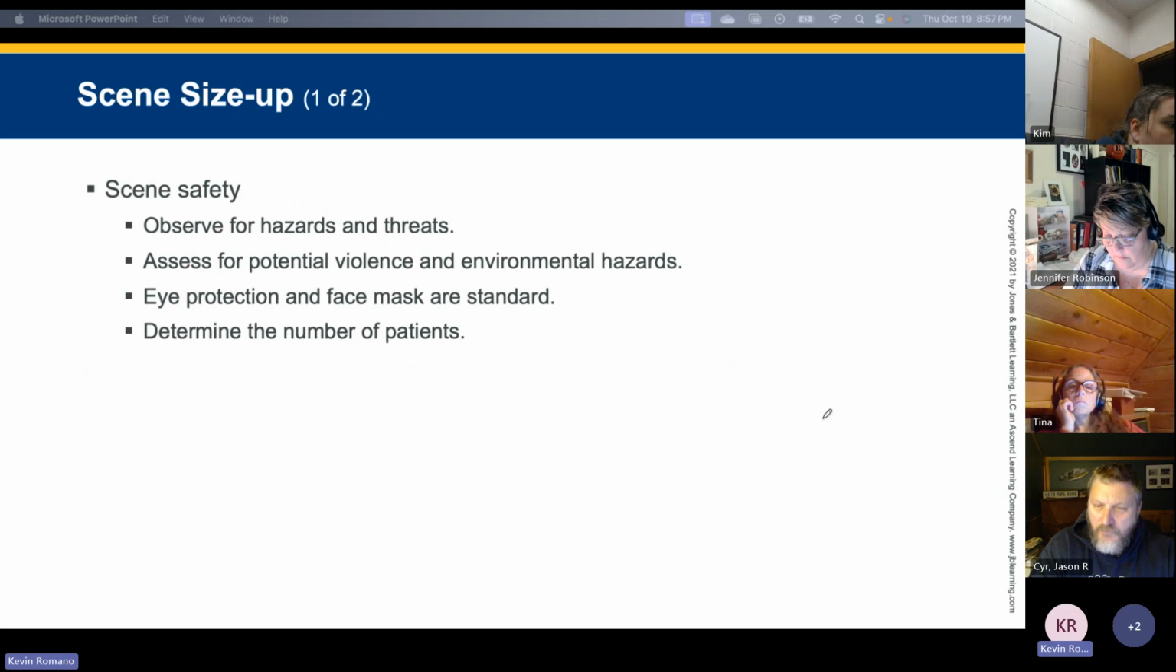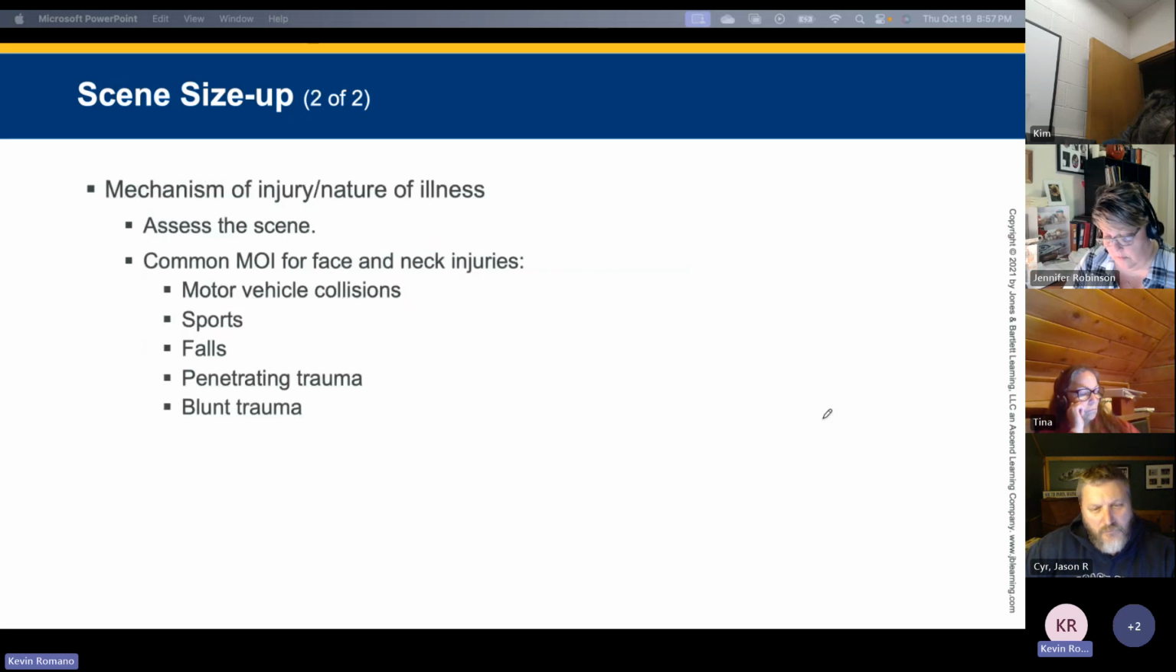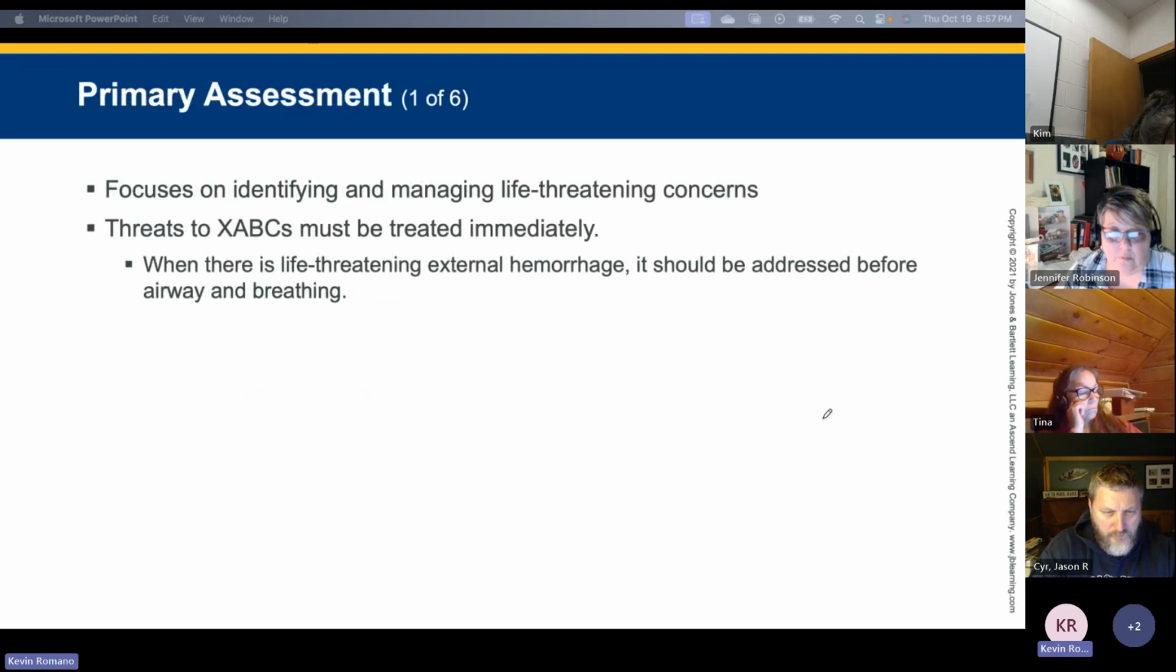So as far as patient assessment, scene size up, ABCs, standard precautions. Because of blood and potential projectile blood as well, determine the number of patients and consider the need for additional assistance. We're going to assess the scene looking for indicators of mechanism of injury. A lot of this stuff is the same, as you've noticed, but there are some slight differences in our assessment. Common MOIs for face and neck injuries include motor vehicle collision, sports, falls, penetrating, and blunt trauma. We're focused on identifying and managing life threats, XABCs, treat immediately, and life-threatening external hemorrhage should be addressed before any kind of airway or bleeding.